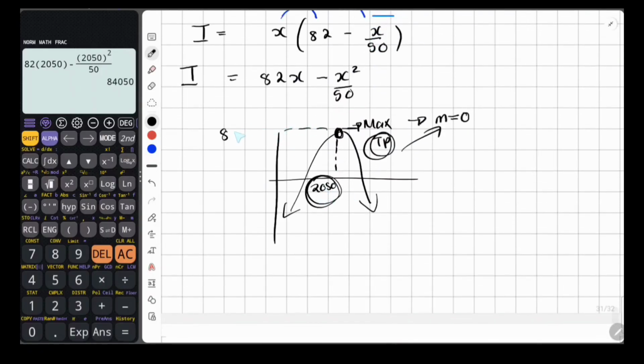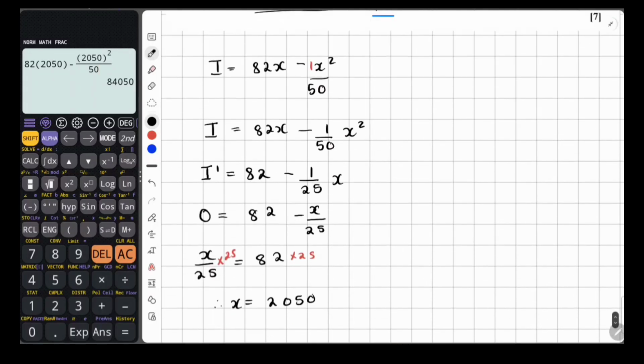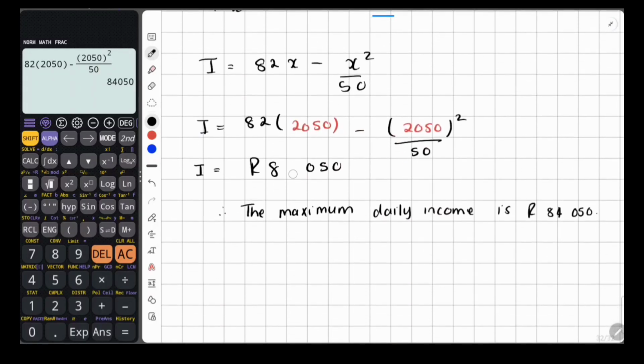That was the x value, but 84,050, that was the y value. I said 82,000, 84,050. So that is the final amount. Okay, so that's it for question 10. And then we're moving on to the last question, question 11.